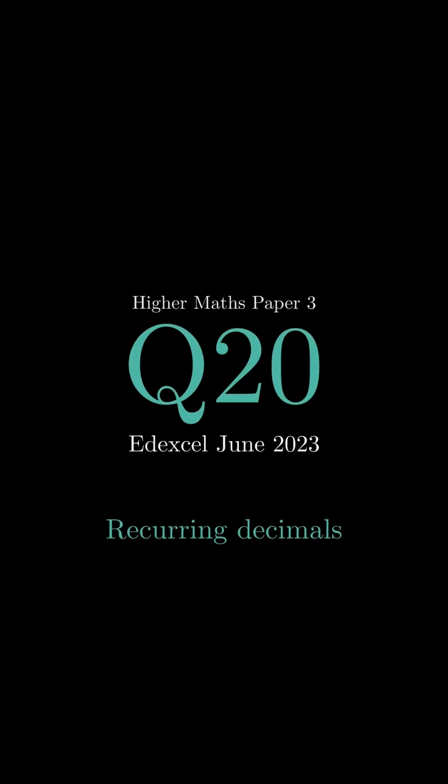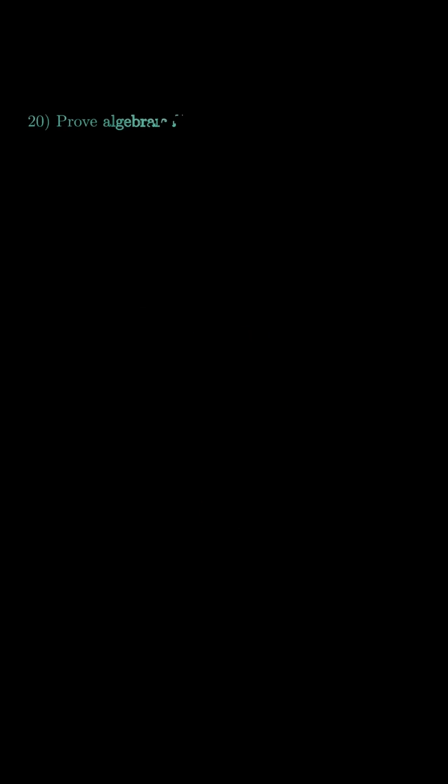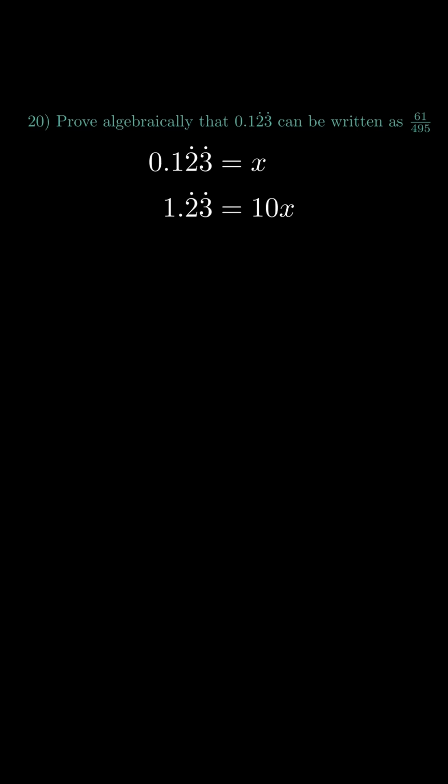Question 20. Prove algebraically that 0.123 recurring can be written as 61 over 495. We'll start by setting 0.123 recurring to x, and then we'll multiply both sides by 10. We get 1.23 recurring equals 10x. Then we'll multiply by 100 to get 123.23 recurring is equal to 1000x. We do this so we can align the recurring parts.